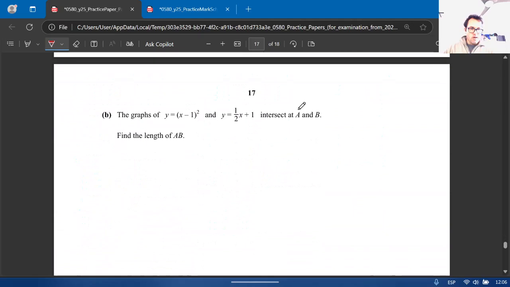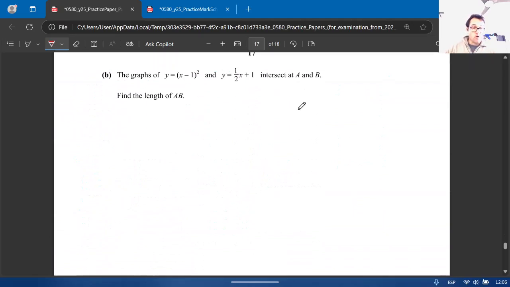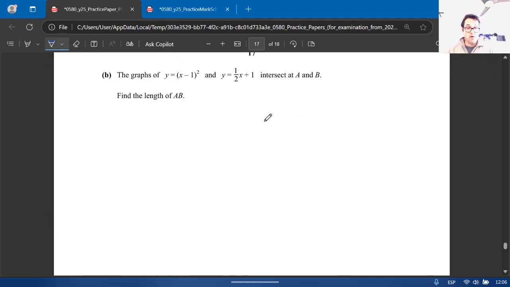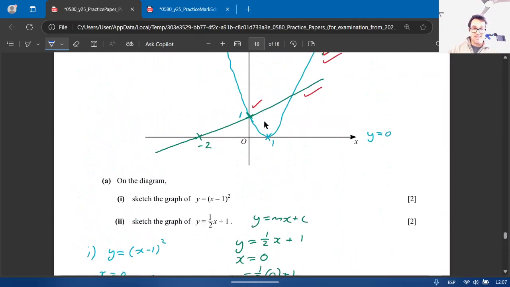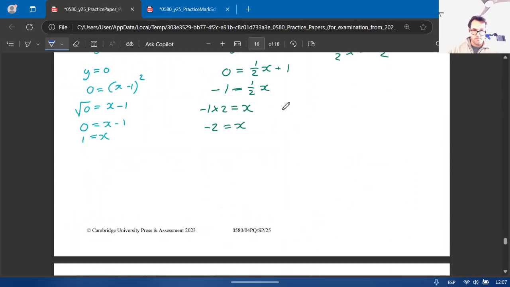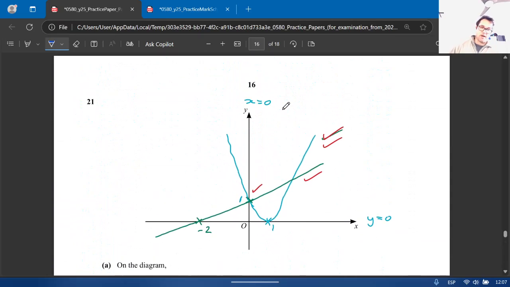In part B, do note carefully that we still have the same equations. We have x minus 1 squared and a half x plus 1. They're telling us they are intersecting, crossing at A and B. So we can only assume this is point A and that's point B. It doesn't matter if it's the other way around because the length of the line doesn't change. So from one point to the other.